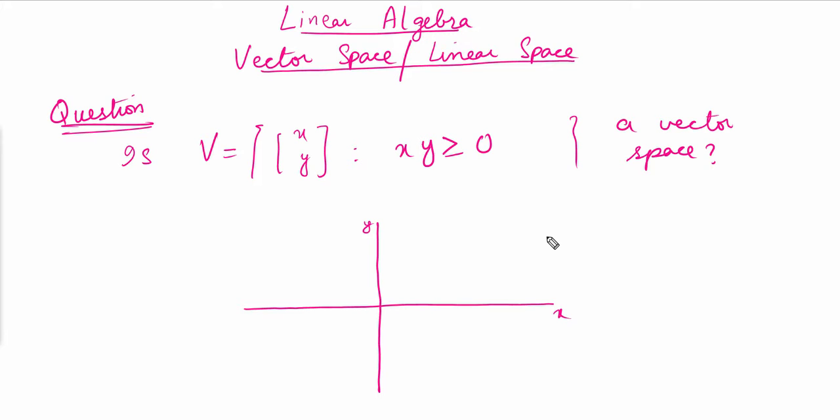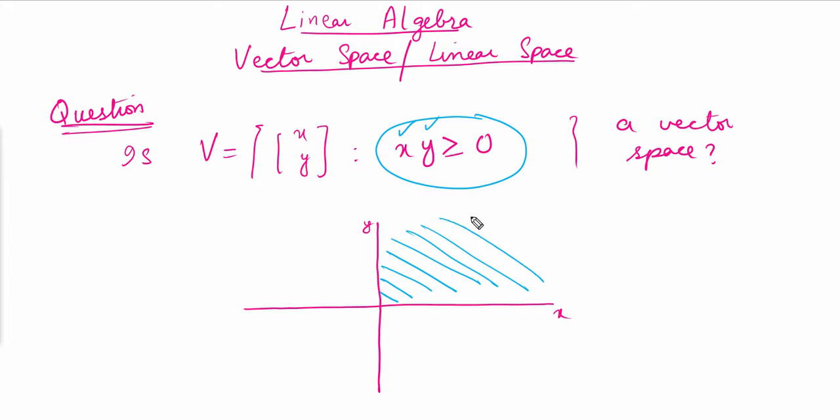It says, is the set V of (x, y) such that xy is greater than or equal to 0 a vector space or not? First of all, we will shade the relevant region. Here x and y are being multiplied and we are getting a positive answer. If we multiply two positive numbers, we get a positive answer. If we multiply two negative numbers, we also get a positive answer. So the region represented by xy greater than or equal to 0 includes the first quadrant, because in the first quadrant both the x and y coordinates are positive. So when they multiply, we get a positive answer.